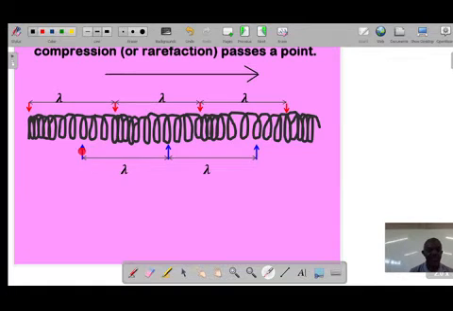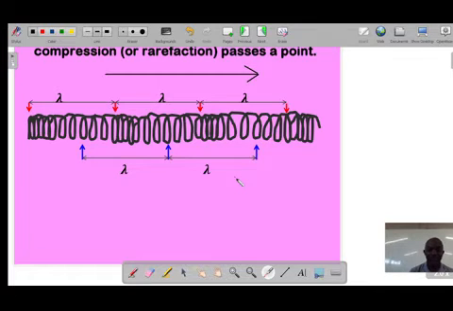Now note something. From the center of this first rarefaction to the center of the next rarefaction is also one wavelength. Also from the center of the second rarefaction to the center of the last rarefaction is also another what? Another wavelength. In other words, these points are in phase. They are in what? In phase. Hope we are together. Okay.